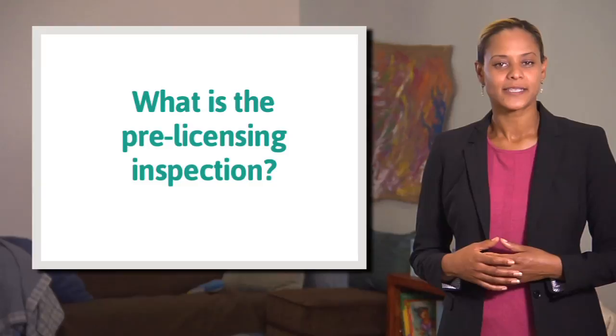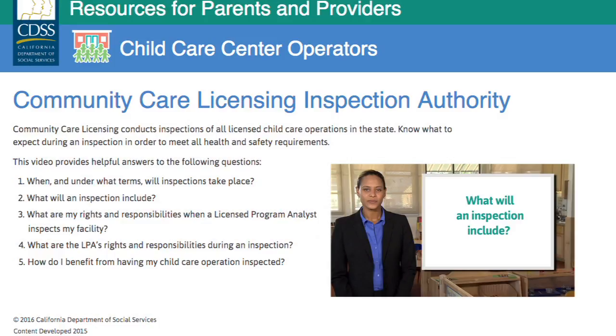What is the pre-licensing inspection? The pre-licensing inspection is conducted at your home by a licensing program analyst, also known as an LPA. The LPA will inspect your home to ensure that you meet licensing requirements. The corresponding webpage briefly appears. The inspection is covered in greater detail in the Video Community Care Licensing Inspection Authority. The inspection will be scheduled in advance, so you'll know when your LPA will arrive.